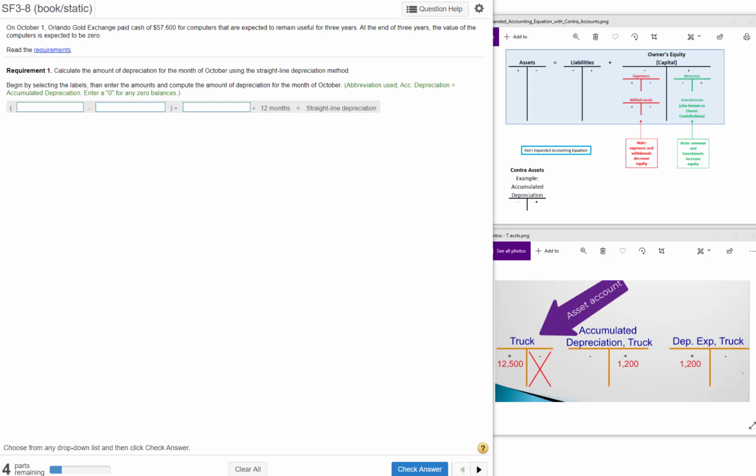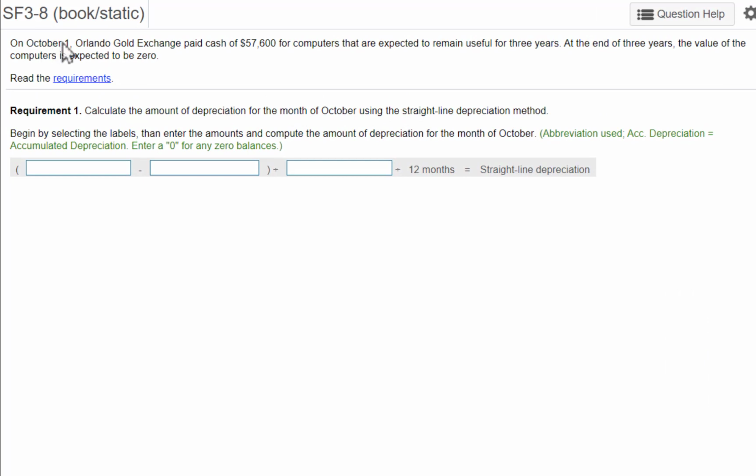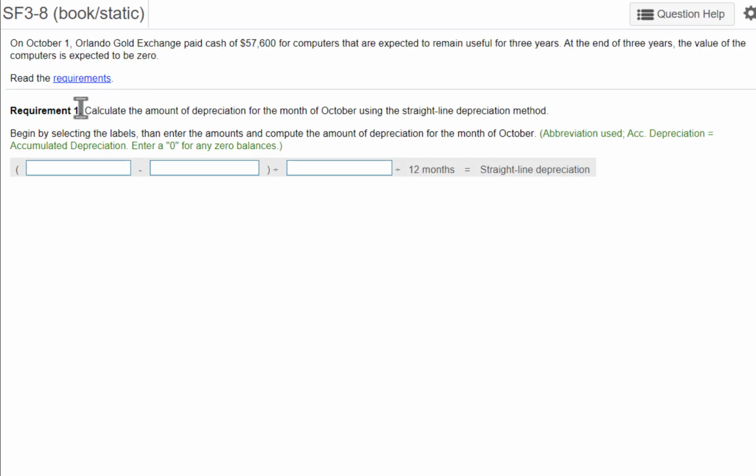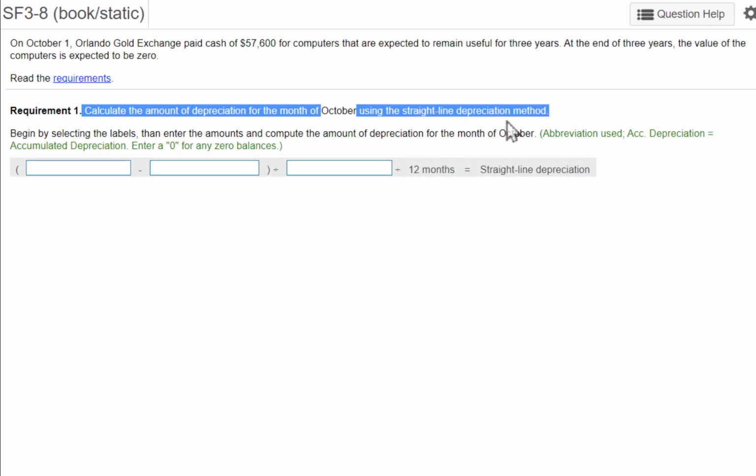Short exercise 3-8. It's the end of the accounting period, and we need to record the adjusting entry for depreciation for some computers. On October 1st, Orlando Gold Exchange paid cash of $57,600 for computers that are expected to remain useful for 3 years. At the end of the 3 years, the value of the computers is expected to be 0. So requirement 1, calculate the amount of depreciation for the month of October using the straight line depreciation method.